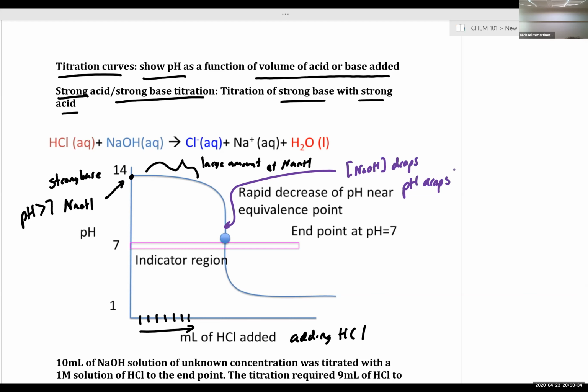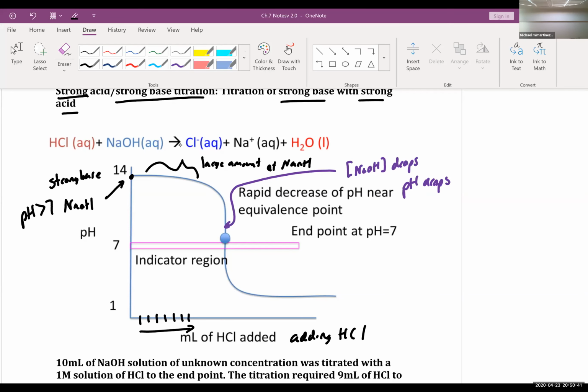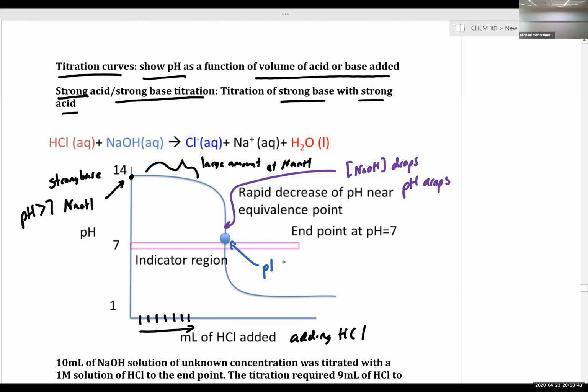Now at the equivalence point, which I have with that circle, at pH equals 7, our moles of HCl are equal to our moles of NaOH times 1/1 for our 1-to-1 ratio. And as a result, what is the only species that is present in solution at the equivalence point? What do we have a solution of?